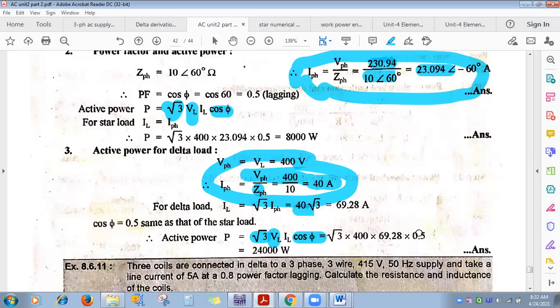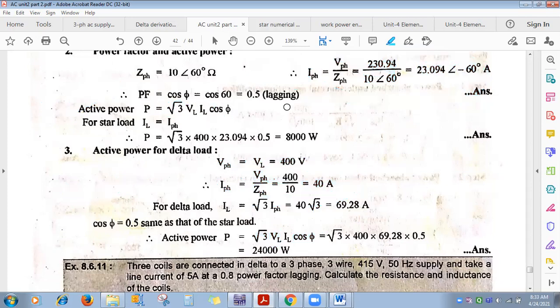Got the thing? Again, one more question on this. If the same lamps you connect in star and the same lamps you connect in delta, across the same supply, where will the intensity be more? In which case will intensity be more, in star or in delta? Here across the lamps 230 volt is going in star, but in delta across the lamps 400 volt. So intensity of lamps is directly proportional to applied voltage. So in which case will you get more intensity? Delta. Correct, delta. Got it, everyone?